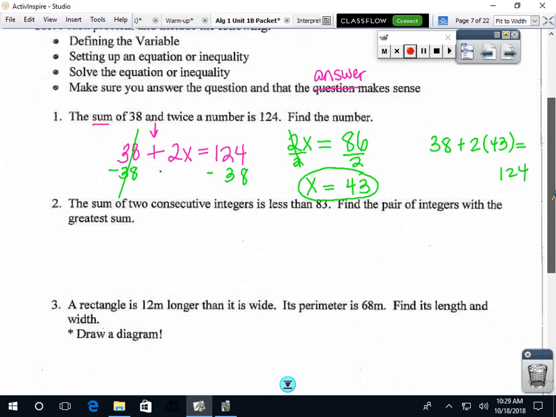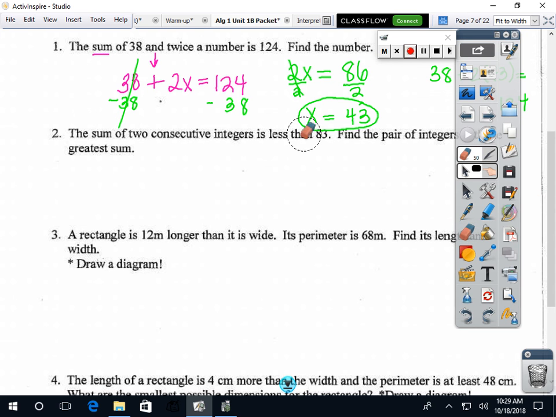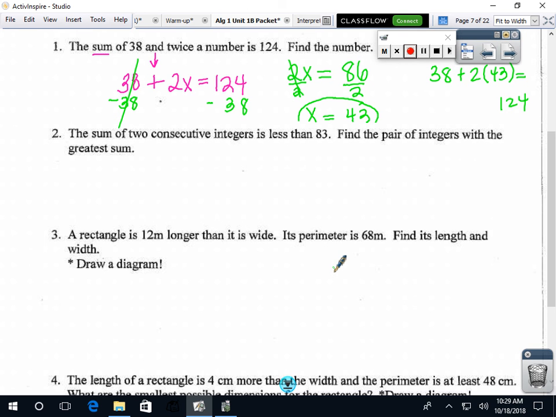All right, number 2, I want you just to put down your pencil for a second and watch me do it, and then I will give you time to copy once I'm finished. But I really need you just paying attention while I do this problem. Okay, the sum of 2 consecutive integers is less than 83. Find the pair of integers with the greatest sum.